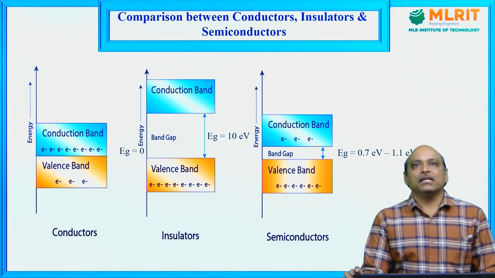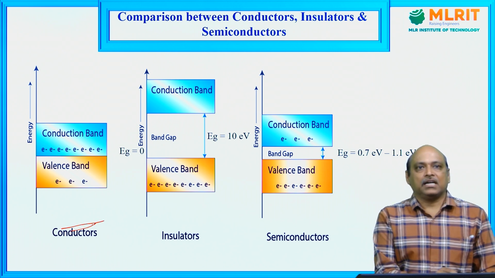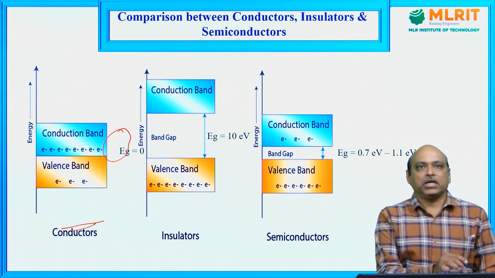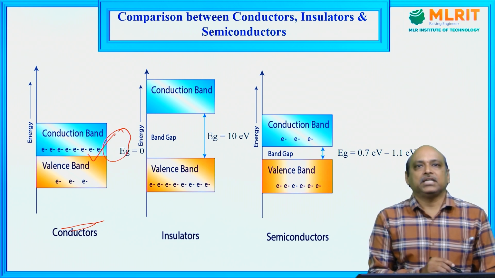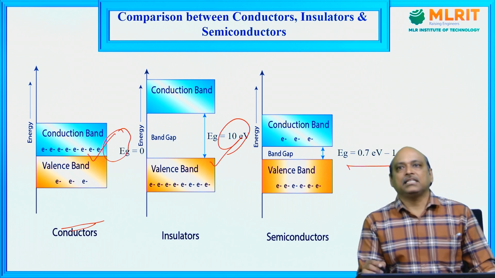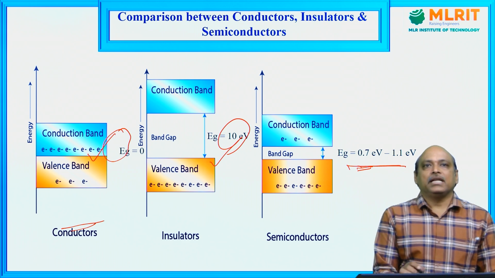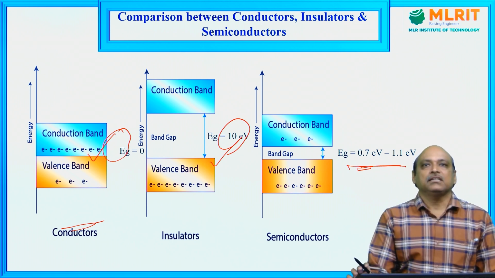Now, if you compare the three different types of materials, a very important one, based on the energy band structure, we can say that in conductors the energy band gap is 0, in insulators the energy gap is very high, and in semiconductors this energy gap value is in between insulators and conductors, at 0.7 to 1.1 electron volt. So based on the energy band structure, if you take the three materials and compare, this diagram clearly explains the difference between them.